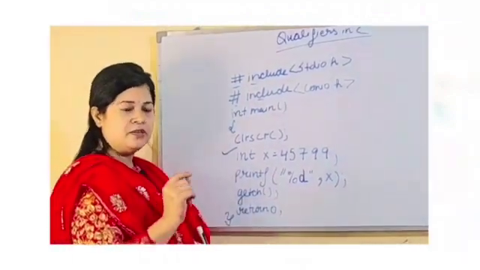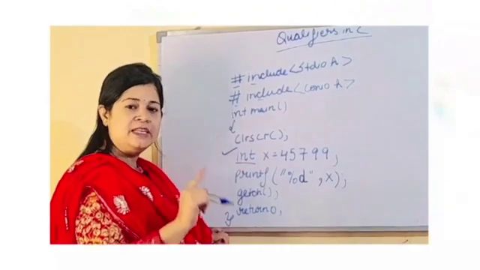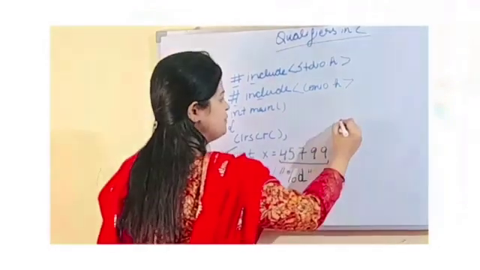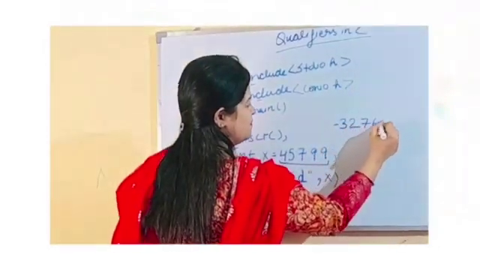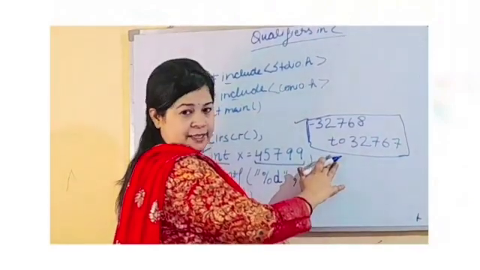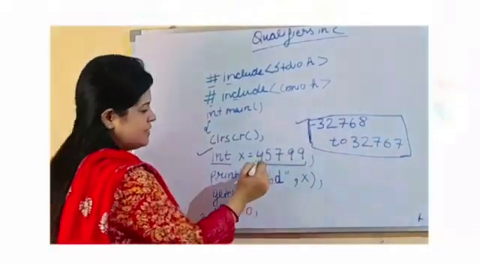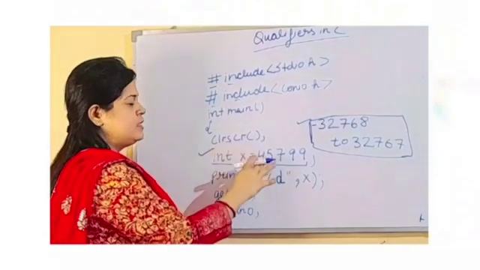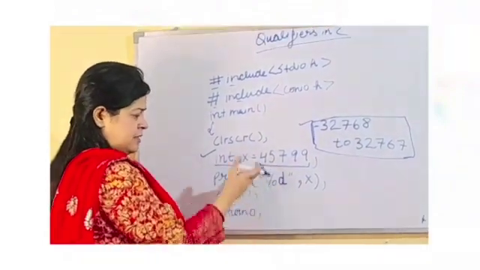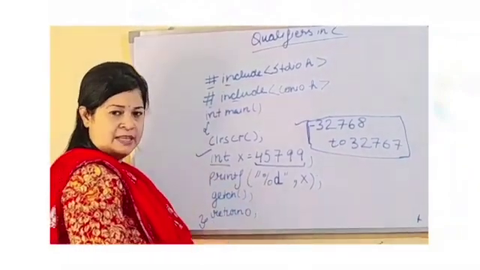Now the first thing that must be clicked in your mind is that int is by default signed. So here the number given is 45799, and the range of signed int is -32768 to 32767. Now you can see 45799 is not in the range of signed int. If this program is executed, it will give an answer. It is not an error. It will give some wrong answer or something else.